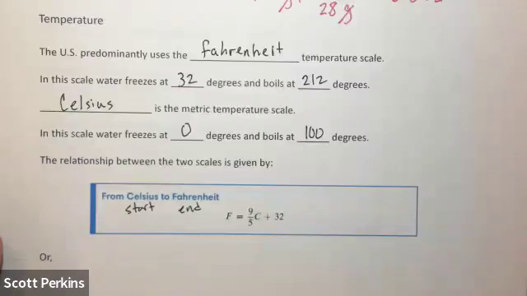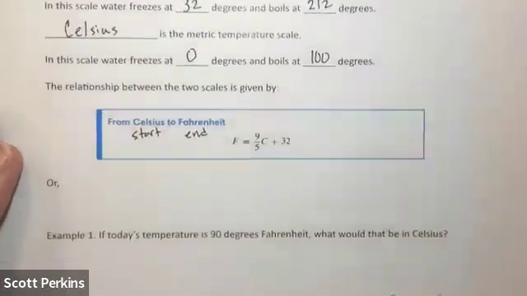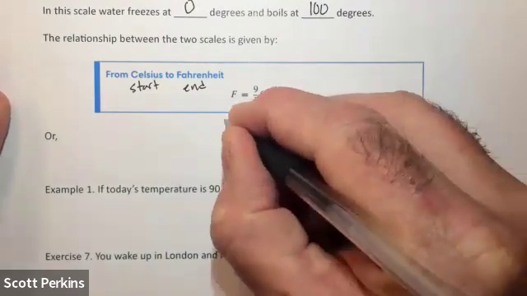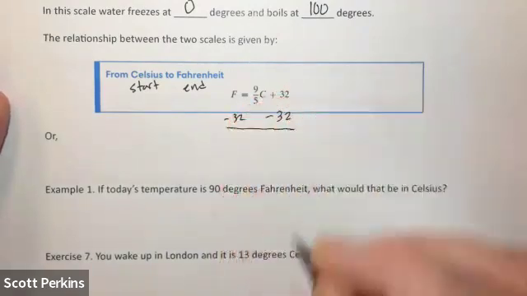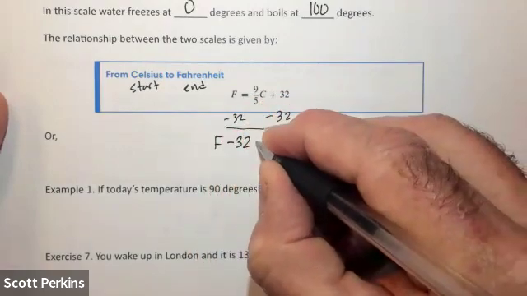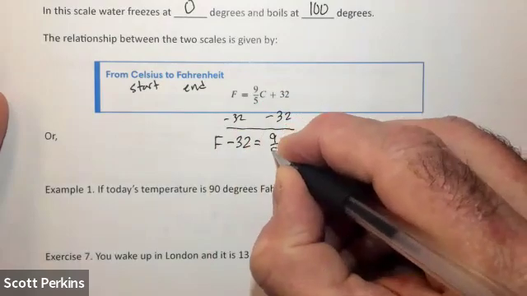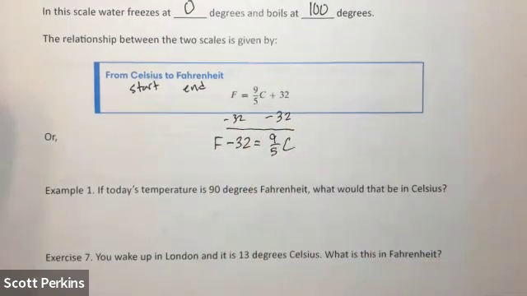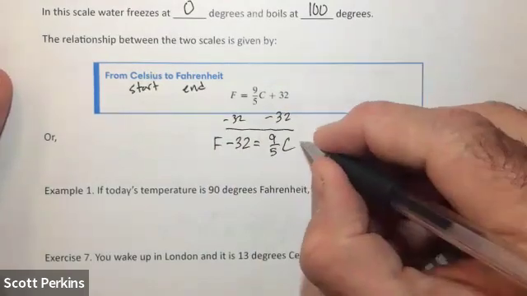Or what you can do if you like to remember more things is manipulate the formula. I can subtract 32 from both sides. And I say, okay, if I take the Fahrenheit minus 32, that gives me 9/5 times the Celsius. I want to get rid of this fraction. Okay, so this is some basic algebra. If you need help solving equations, send me an email. I have videos about solving basic equations.